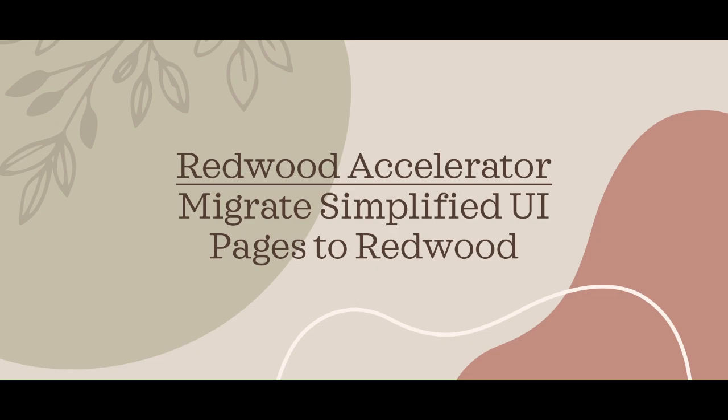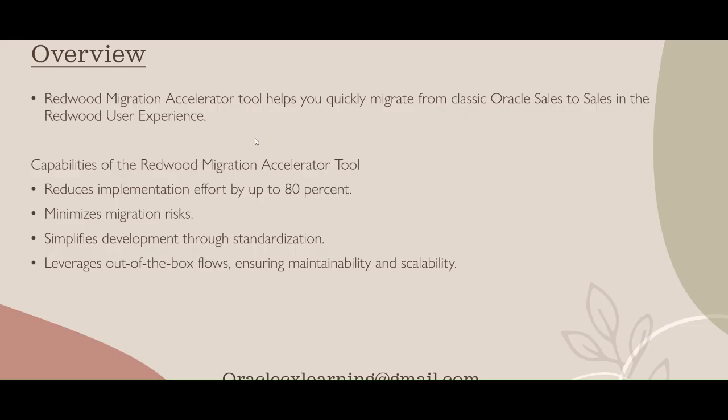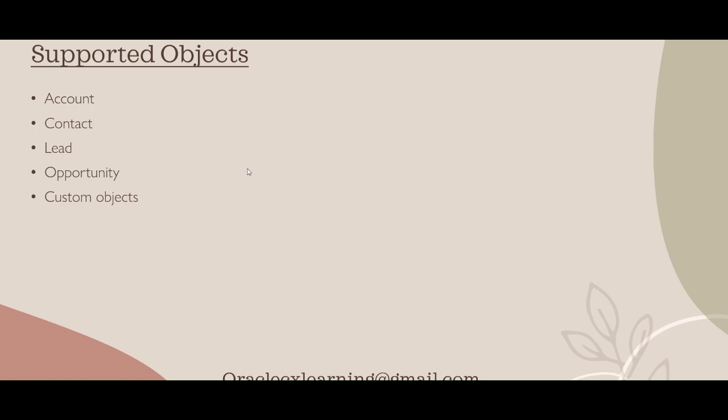So let's have a walkthrough. It's a tool which can help you quickly migrate simplified UI to the Redwood UI. It can reduce your efforts by 80% and it also minimizes the migration risk because most of the process is automated, and it simplifies the development through standardization. And what are the supported objects? Currently, it's supporting account, contact, lead, opportunity, and the custom objects. So mainly the sales objects, along with the custom objects.